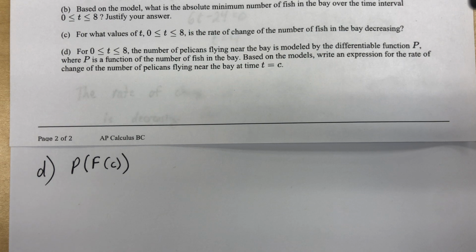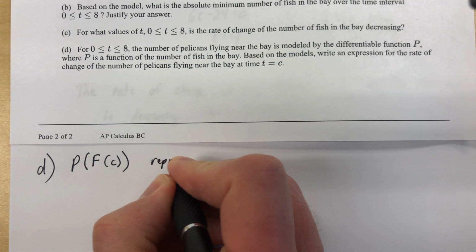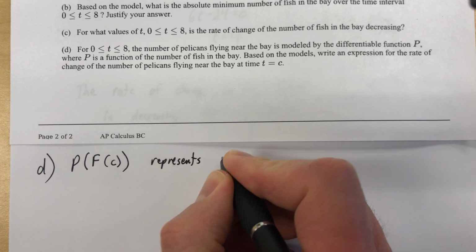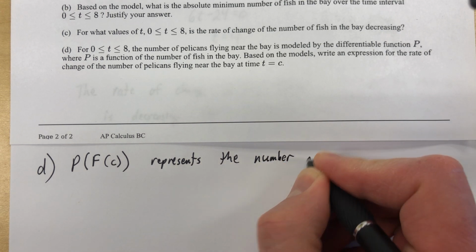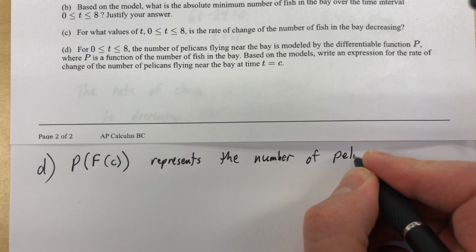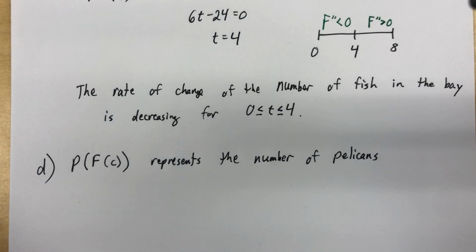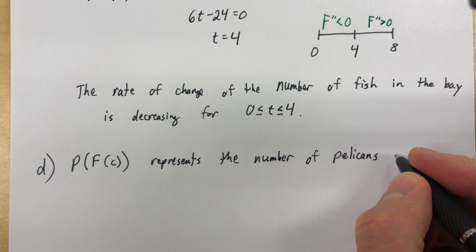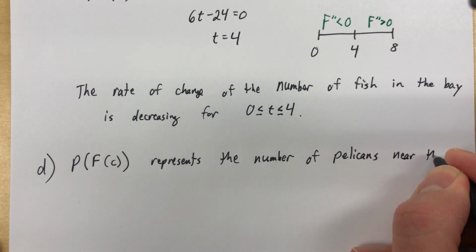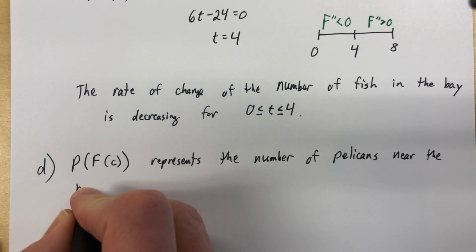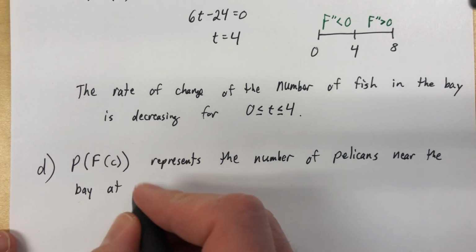Let's put this in a sentence, or at least explain what this is. This represents the number of pelicans that are feasting upon the fish, that's implied. The number of pelicans near the bay at some specific time C.